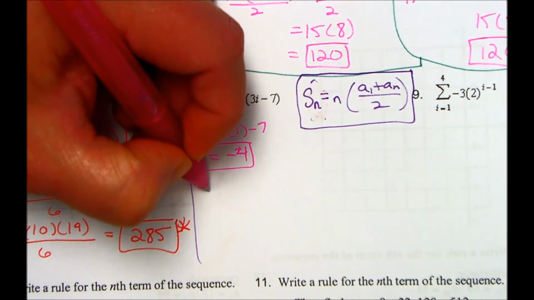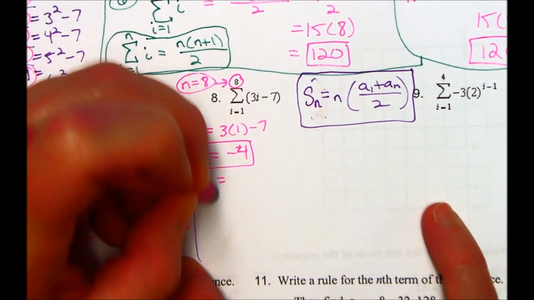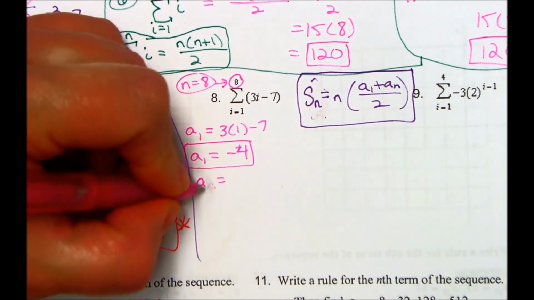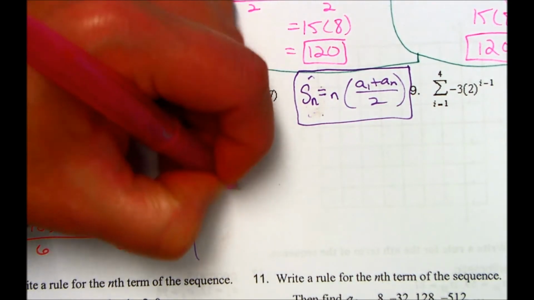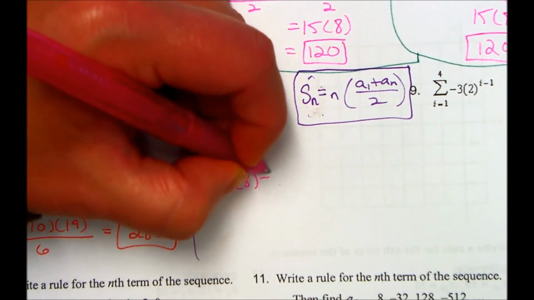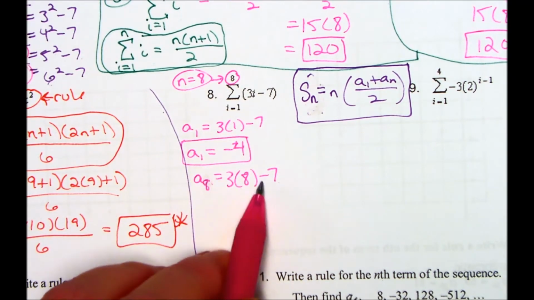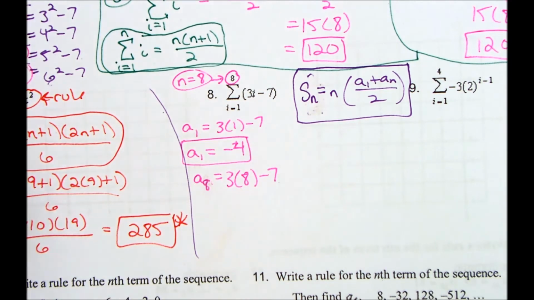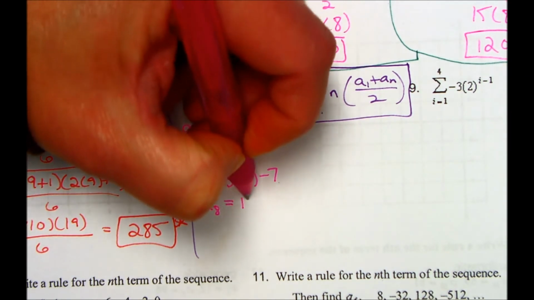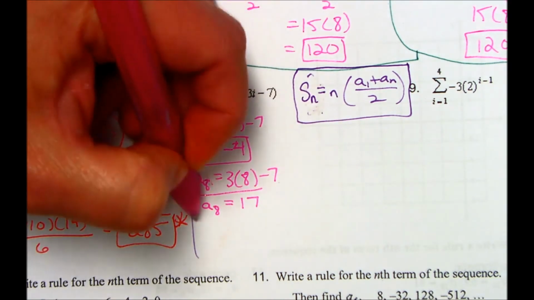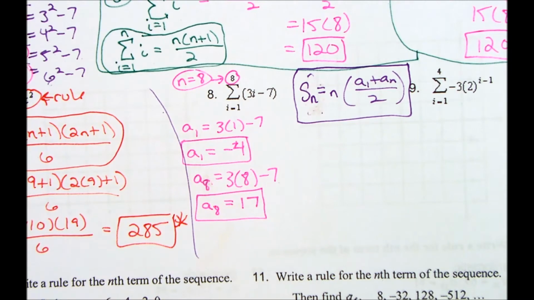To find a sub n, and n is 8, we're actually finding a sub 8. So we're substituting 8 into our rule. So we're taking 3 times 8, 24, minus 7, which is going to equal 17. So we have our a sub 1 equals negative 4, a sub 8 equals 17.